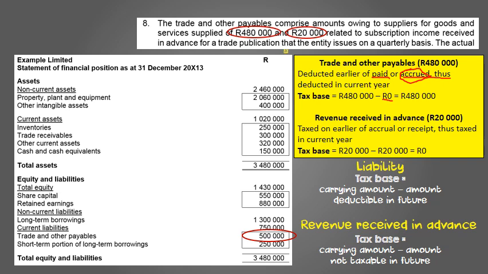With regard to revenue received in advance, the 20,000, the tax base will be the carrying amount of 20,000 less the amount not taxable in future. Now, income is taxed on the earlier of when it accrues or when it is received. So in this case, we have already received the cash, so we would have already been taxed on this amount. This means that the tax base will be 0, because the tax base will be the carrying amount less the amount that will not be taxable in future, which is the full 20,000.